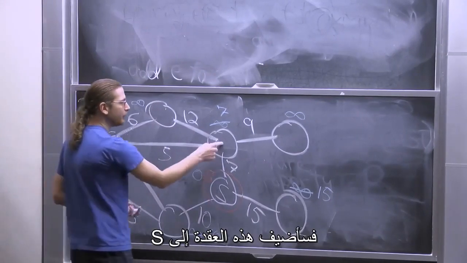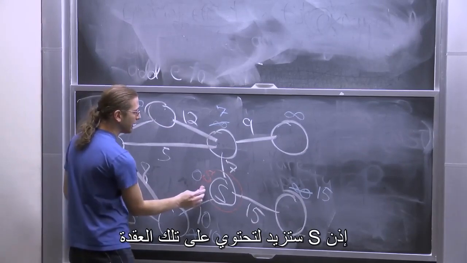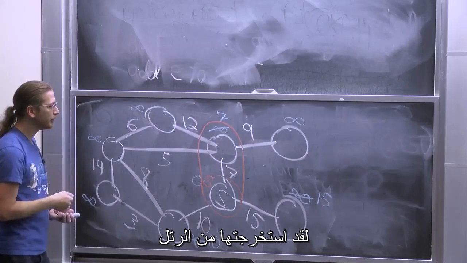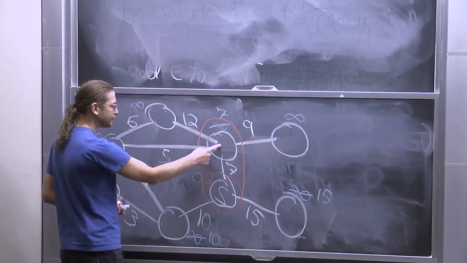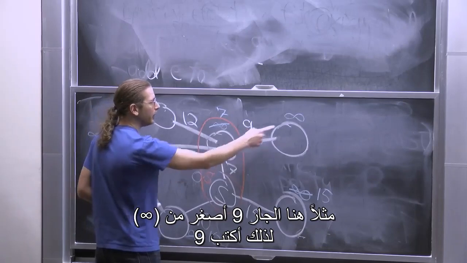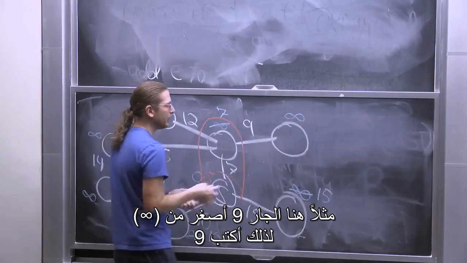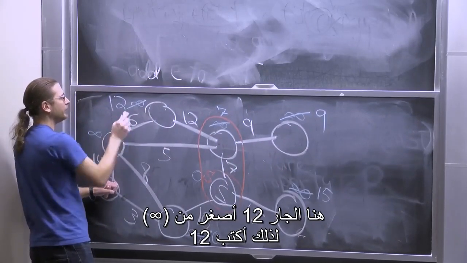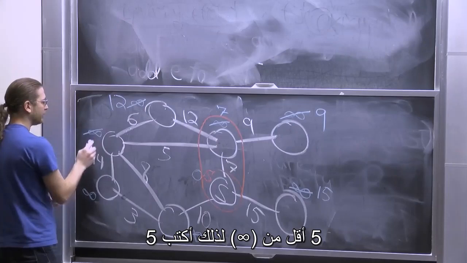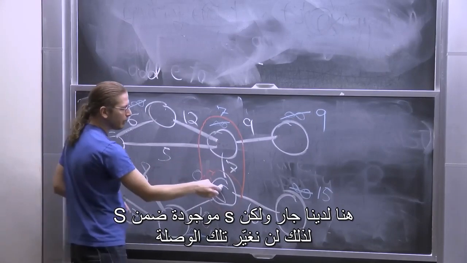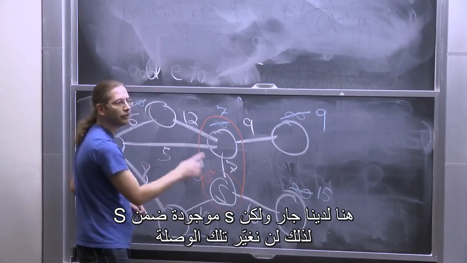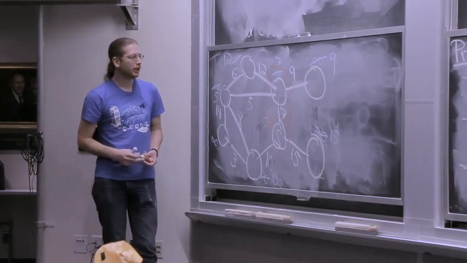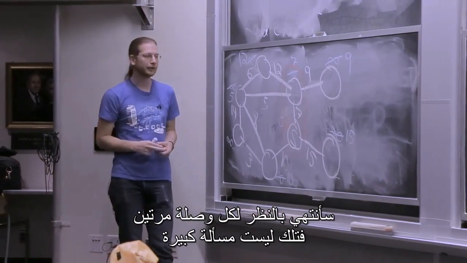So I'm going to add this node to capital S. So capital S is going to grow to include that node. I've extracted it from the queue. And now I look at all the neighbors of that node. So for example, here's a neighbor. 9 is less than infinity, so I'll write 9. Here's a neighbor. 12 is less than infinity, so I'll write 12. 5 is less than infinity, so I write 5. Here's a neighbor, but s is in big S, so we're not going to touch that edge. We're not going to touch s. Okay? We'll end up looking at every edge twice, so no big deal.